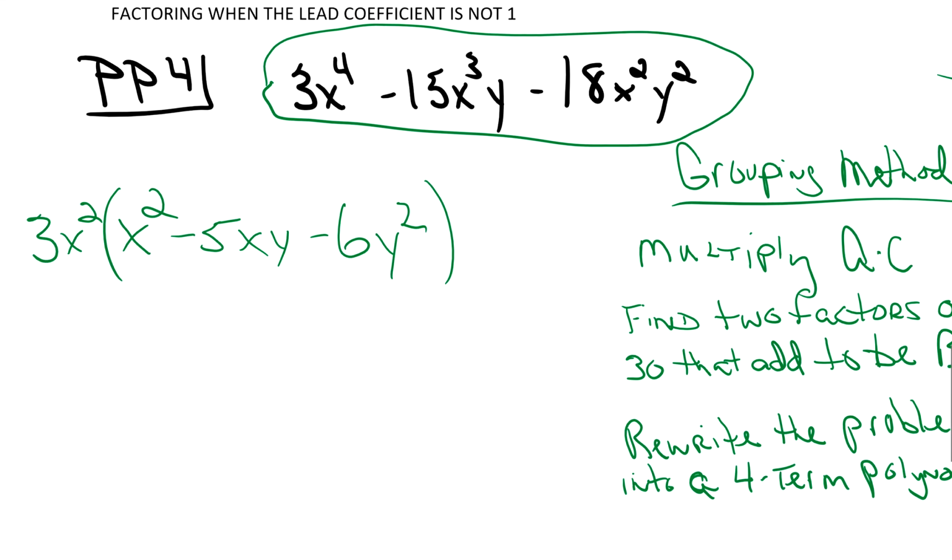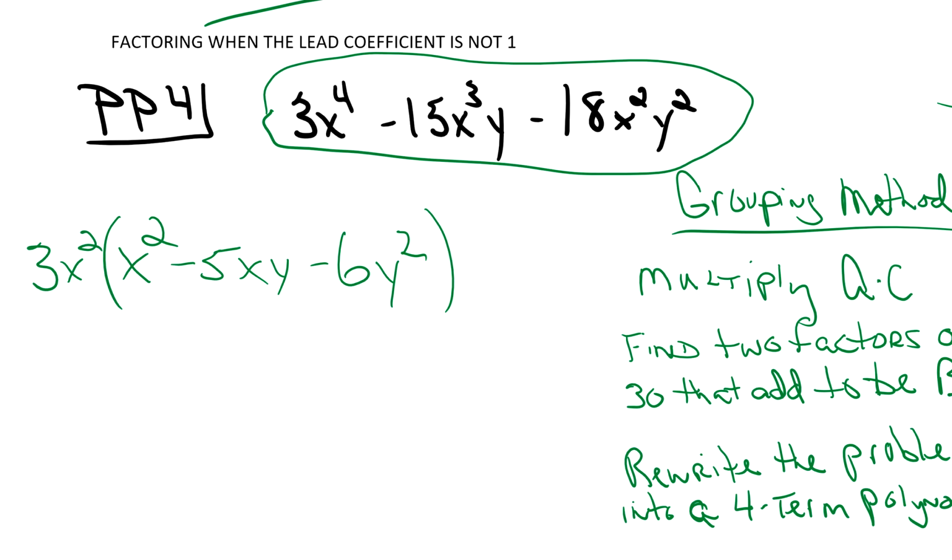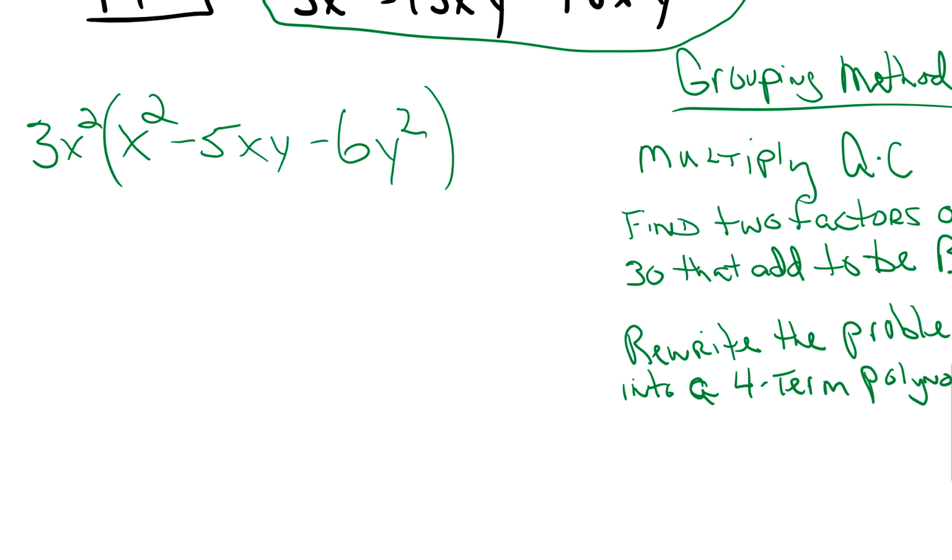So I was able to factor out the 3 at the beginning of the problem, so I'm not doing the grouping method. I factored it out. So now the lead coefficient is 1, which is much easier. So I can lay this 3x squared down here, and then I can put in my 2 binomials and finish off the problem. So what's going to go where?